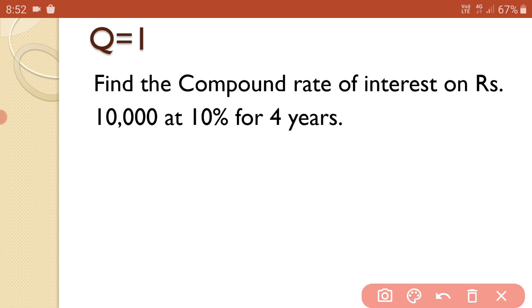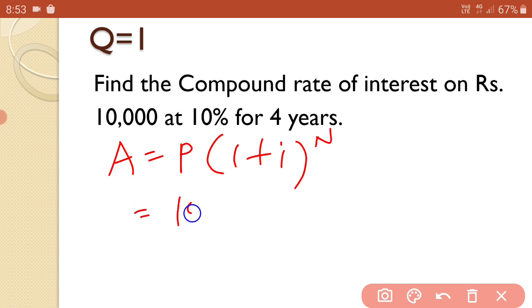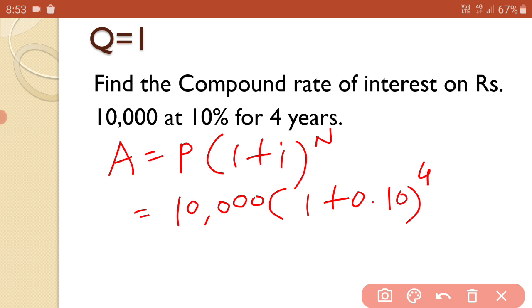Now we are applying the formula. A is equal to P into bracket 1 plus i raised to n. 10,000, 1 plus 0.10 raised to 4. 10,000, 1.10 raised to 4. In the calculator, 1.10 raised to 4.